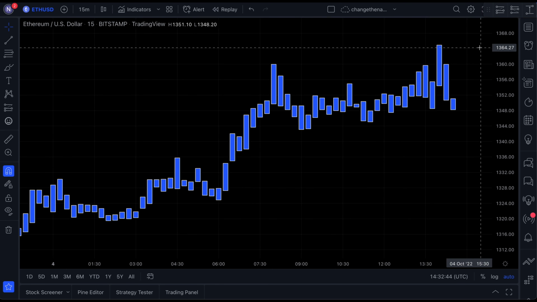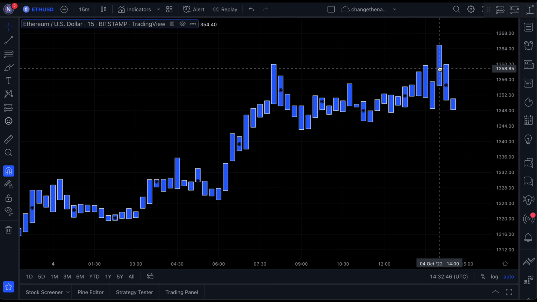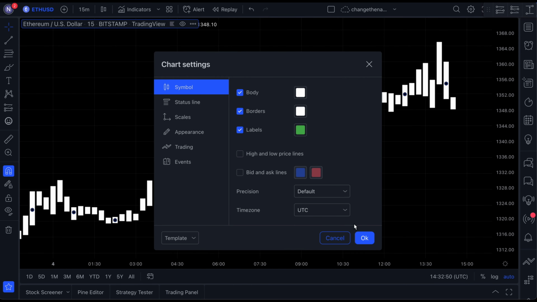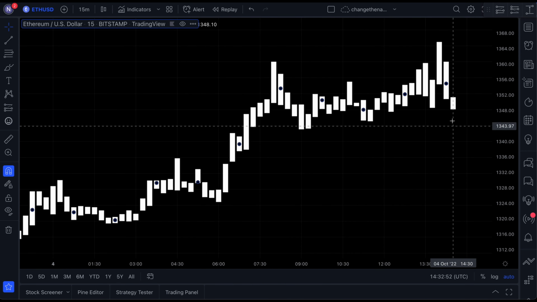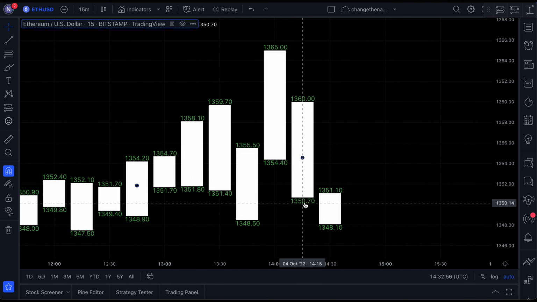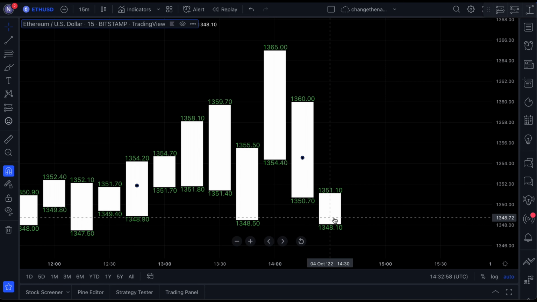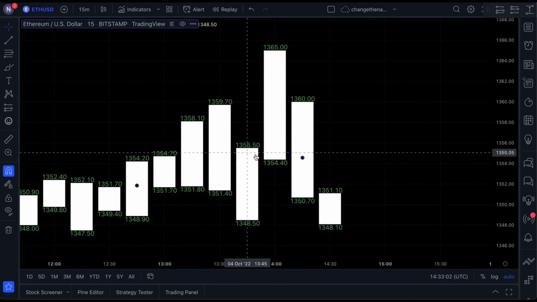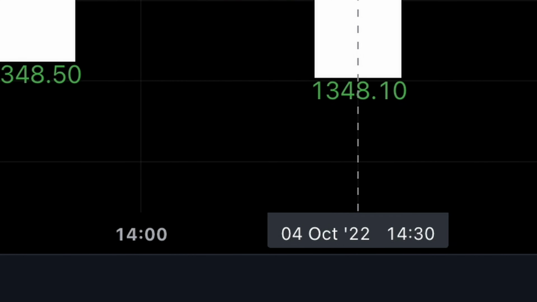On top of this, you can completely customize the look of the chart to suit you by double clicking on it. You can change the color of the body, borders and labels, but I like to keep mine white and green. Also, if we zoom in here, you can see that each candlestick has a number which displays the high and low price that happened during this time period. Of course, each bar represents the period of time that your chart is on. So I have this chart on a 15-minute time frame, which means each bar is representing 15 minutes.